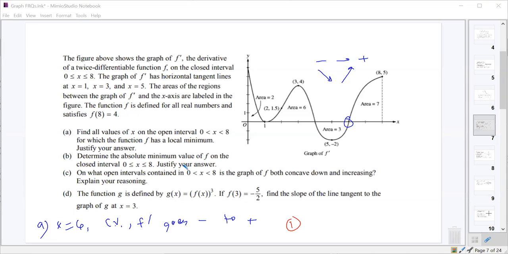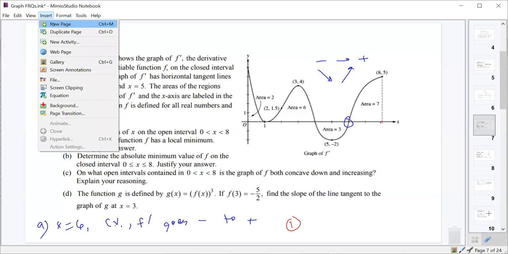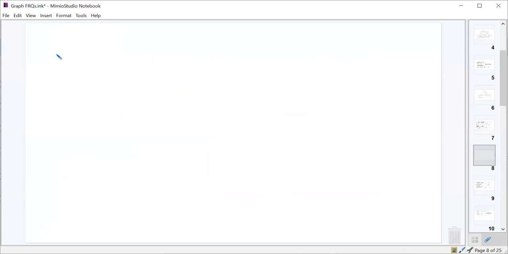Okay, so part B, we're looking for the absolute minimum value of f on the closed interval from 0 to 8. So the only places where we could be at an absolute minimum are at the endpoints, so 0 and 8, or any place where we have a local minimum, which is 6. So we got to test 0, we got to test 6, and we got to test 8. And so in order to figure out the value at, well, we know f of 8, that's easy enough. F of 8, they told us was 4, I believe. Correct me if I'm wrong on that. I'm pretty sure that's correct.